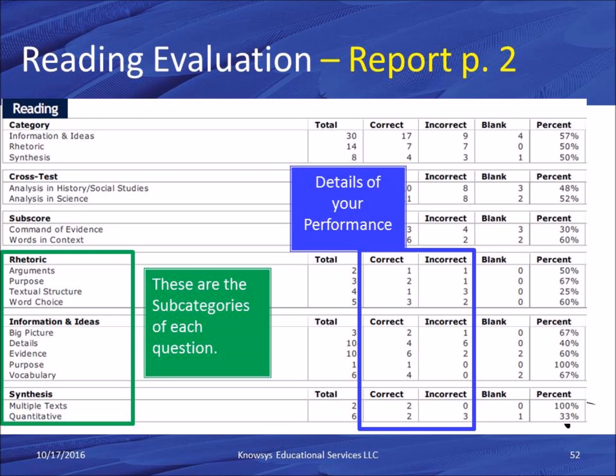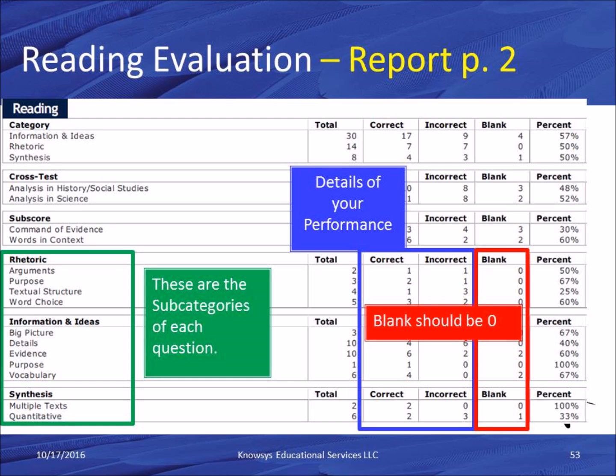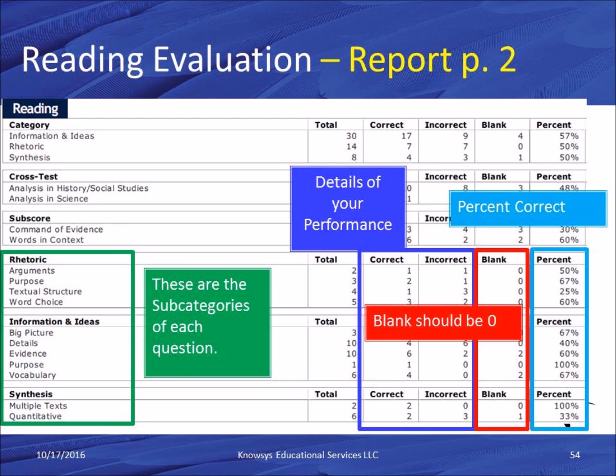Okay, out to the right you can see the details of your performance. So not only the total number of questions, but how many of those you got right and how many you missed. The next column is how many you left blank, and of course all of those should be 0, unlike my sample student here. And then the last thing we'll focus on here is the percent correct. Just as with the other sections, if you got 1 out of 2, then that's 50% correct. So this gives you a feel for your overall performance in those sub-questions.